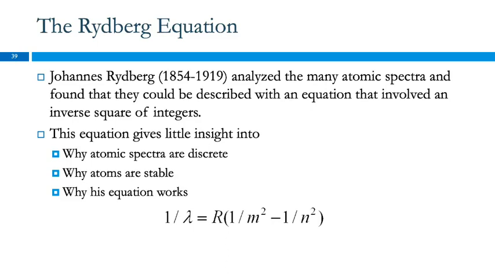So sometimes we make you do calculations with this. It might be easier to look at this as a vertical fraction. So 1 over the wavelength is equal to a constant times 1 over m squared minus 1 over n squared. So n and m are just integers, and he found that you could relate the wavelength in this way. We'll get back to that later when we talk more about the hydrogen atom.